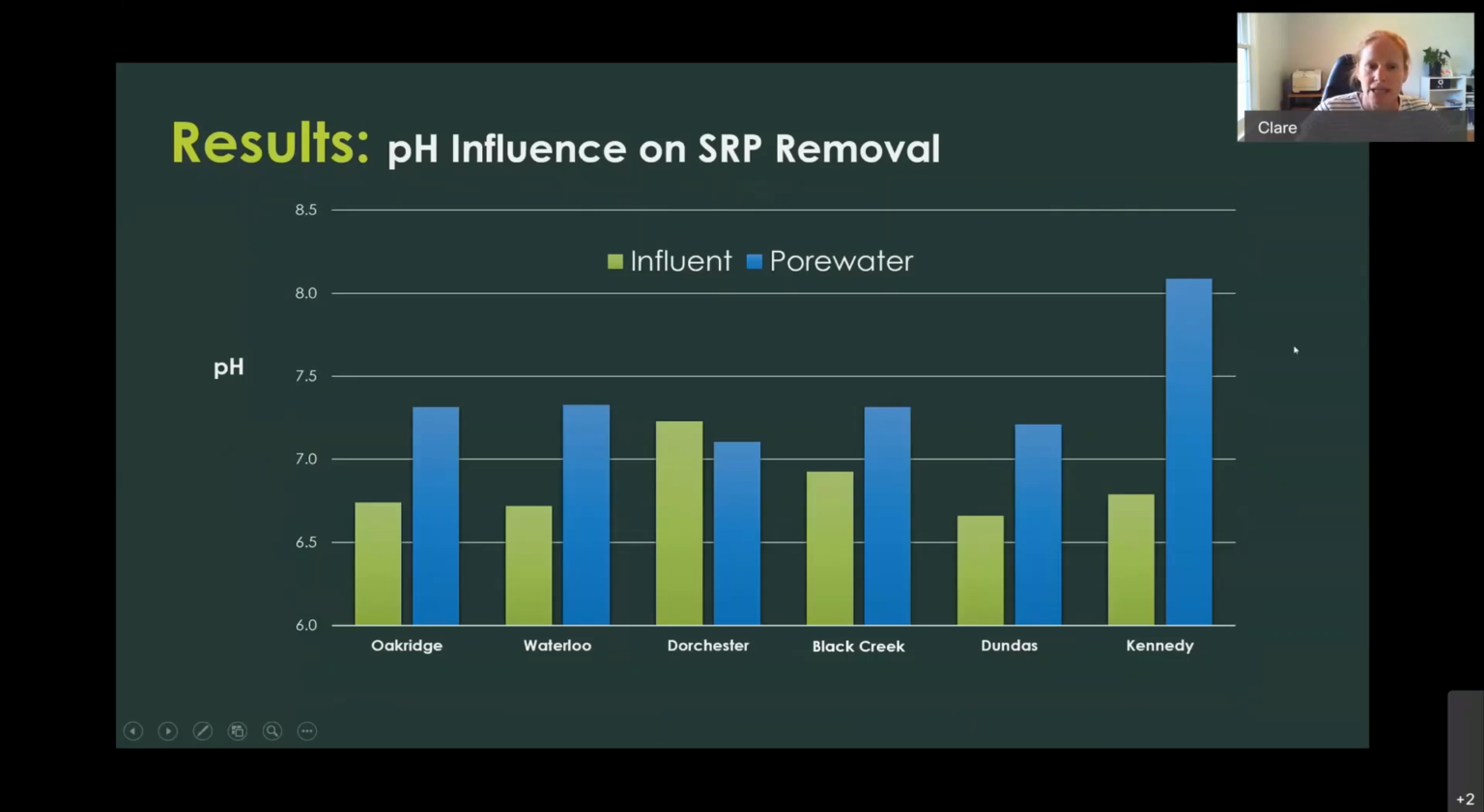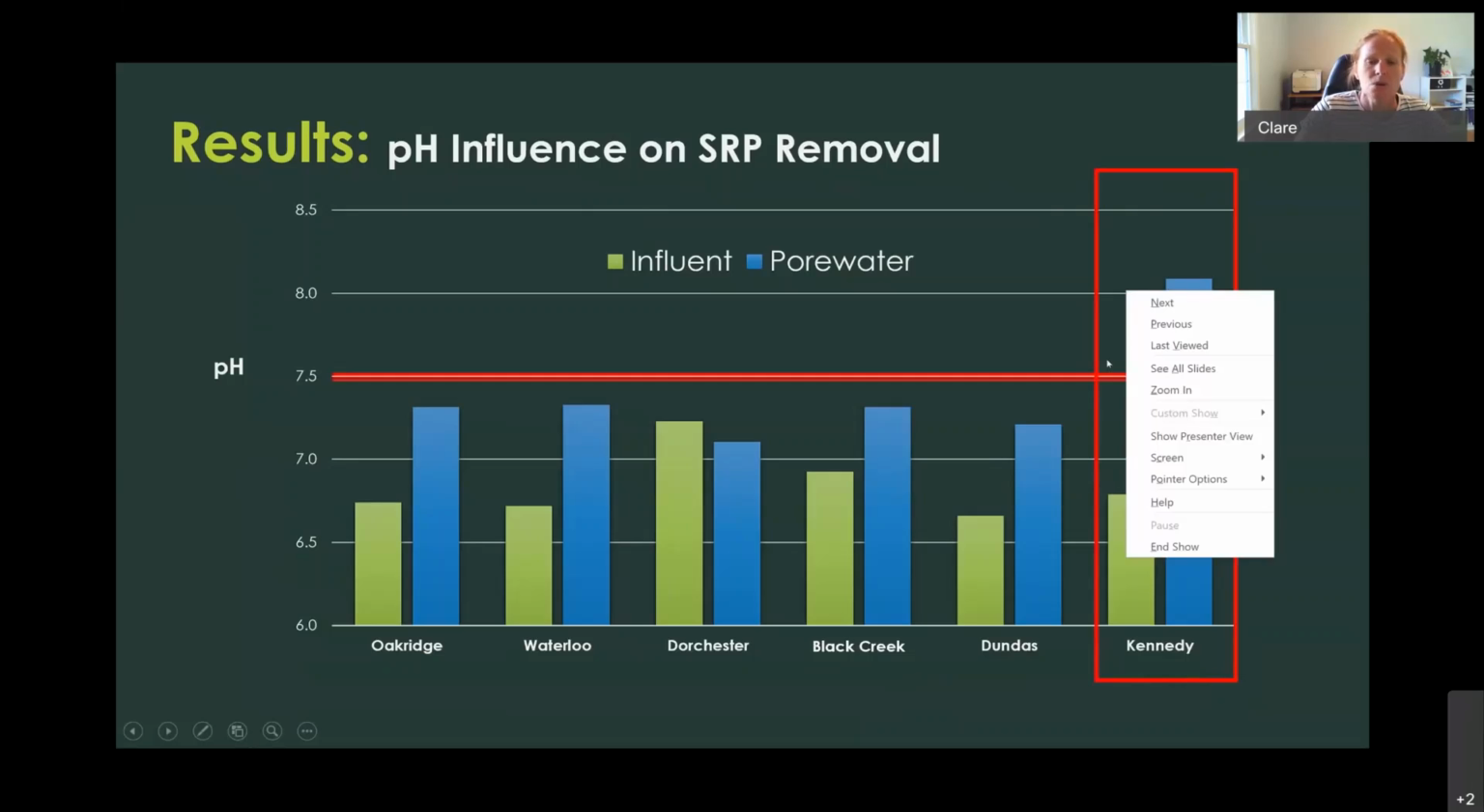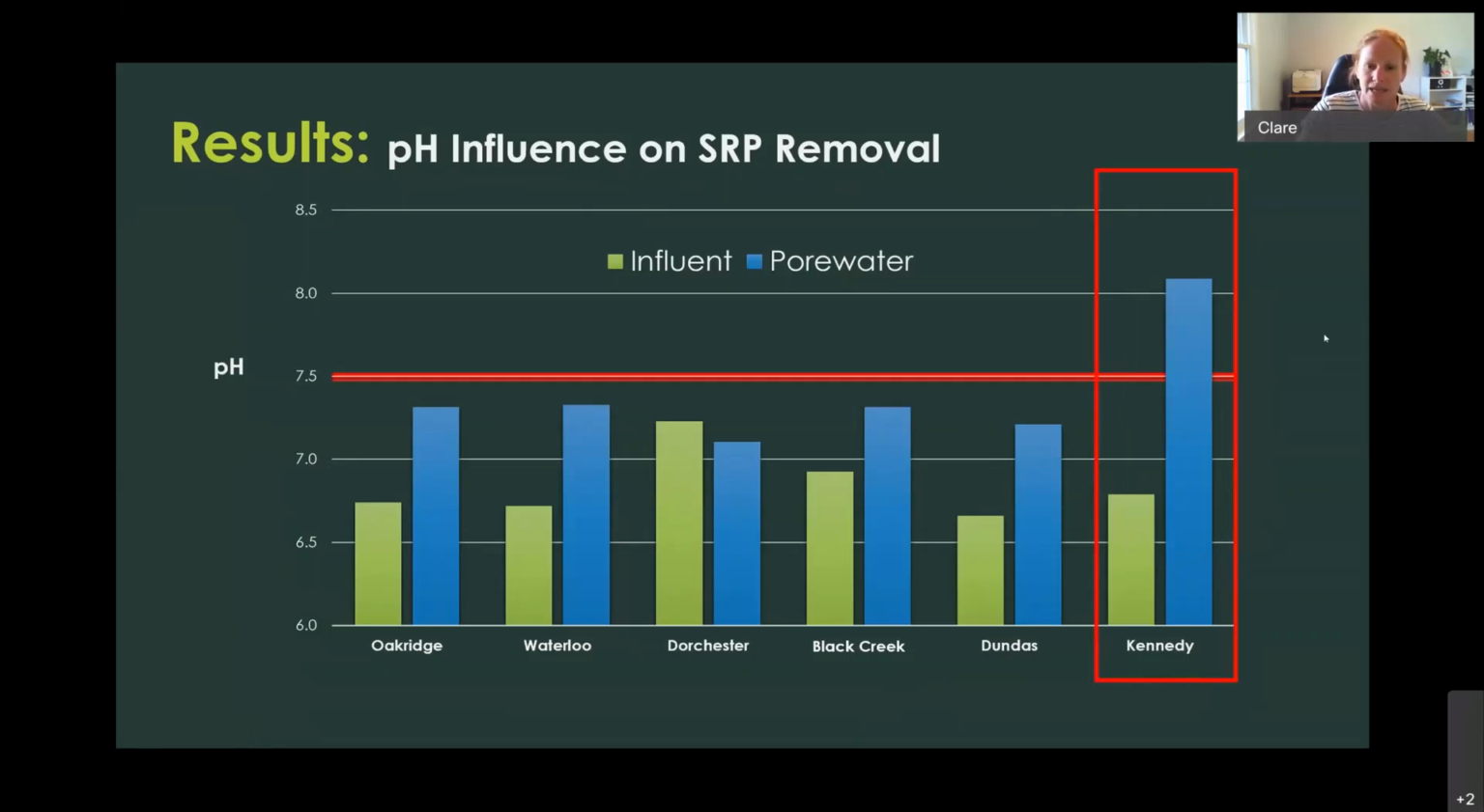We found that pH was one of the major controls on SRP removal for these systems, with the Kennedy system, our failing system, having high pore water pH compared to the other cells. In fact, here, the pore water pH was more alkaline, and these conditions promote release of SRP due to the desorption of phosphorus from available adsorption sites. So we need to be considering the pH for phosphorus removal.